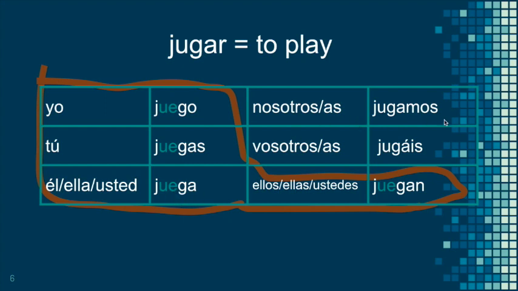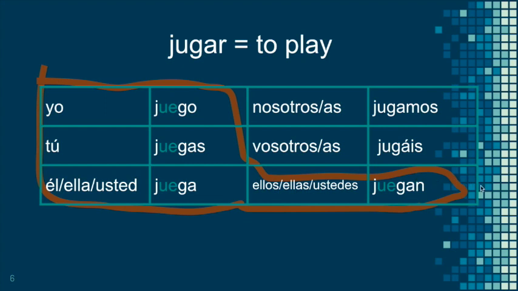Okay, now we're over to nosotros, outside the boot. So the stem is going to stay the same as in the infinitive. Okay, nosotros jugamos, vosotros jugáis, ellos juegan, ellas juegan, ustedes juegan, back inside the boot.